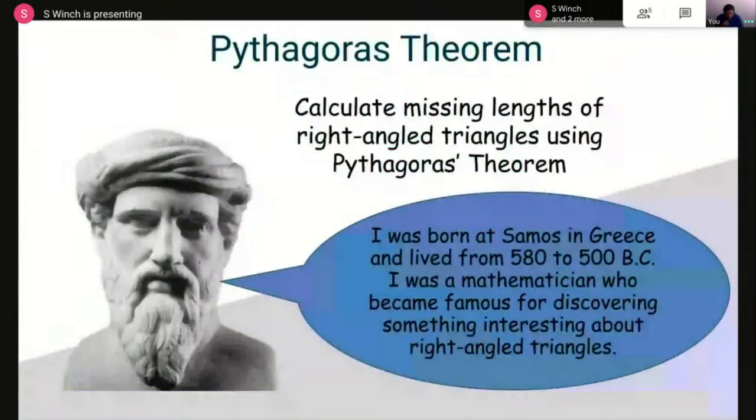He was a mathematician. Now, the main reason why we use Pythagoras is to calculate, as you can see here, the missing lengths of right-angled triangles. And here's a couple of demonstrations as to how.